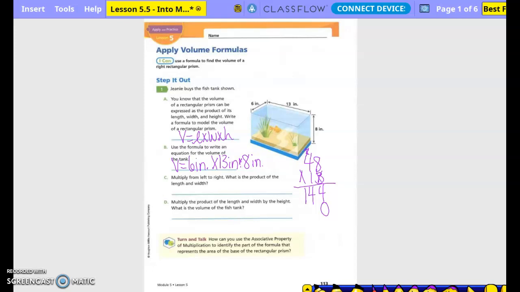1 times 8 is 8. 1 times 4 is 4. And then we add, so 4, 12, carry the 1, 6. So what is the product of that? Oh, sorry guys. We just found our answer, right? So this goes down here, 624. 624 what? Cubic inches.